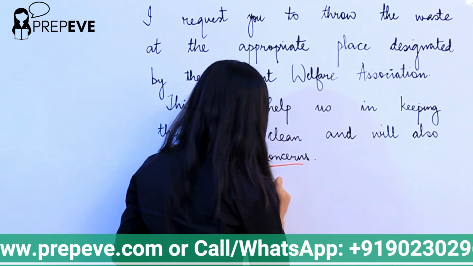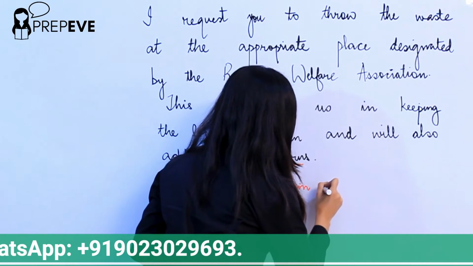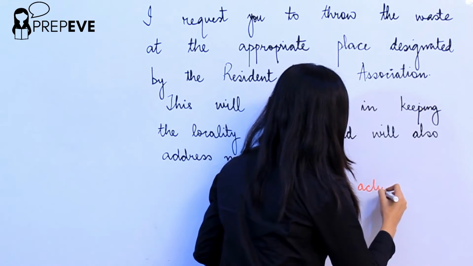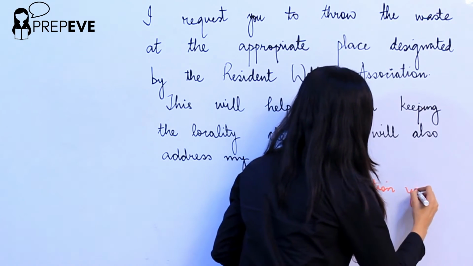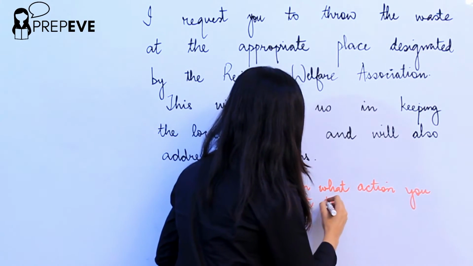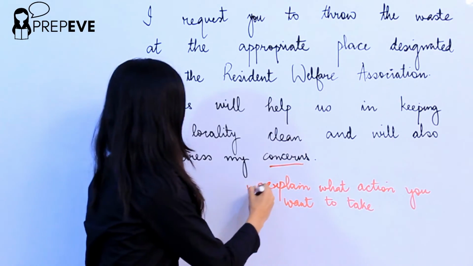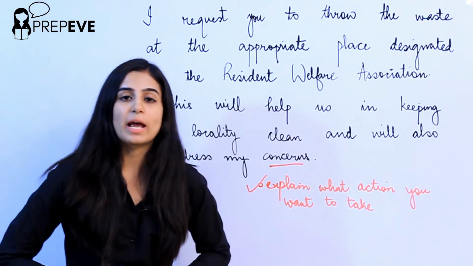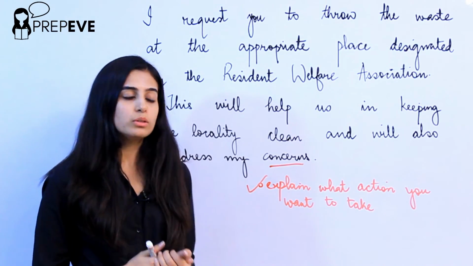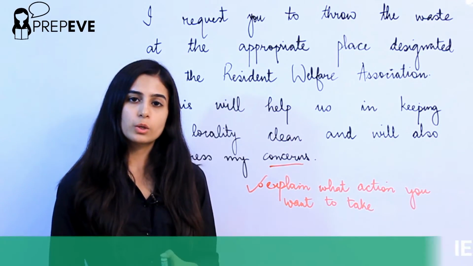for this bullet point: explain what actions you want him to take. Right? So we have covered all the 3 bullet points and also the reason of writing the letter by now, which means we have catered to task achievement. Let's move on to the conclusion of the letter.